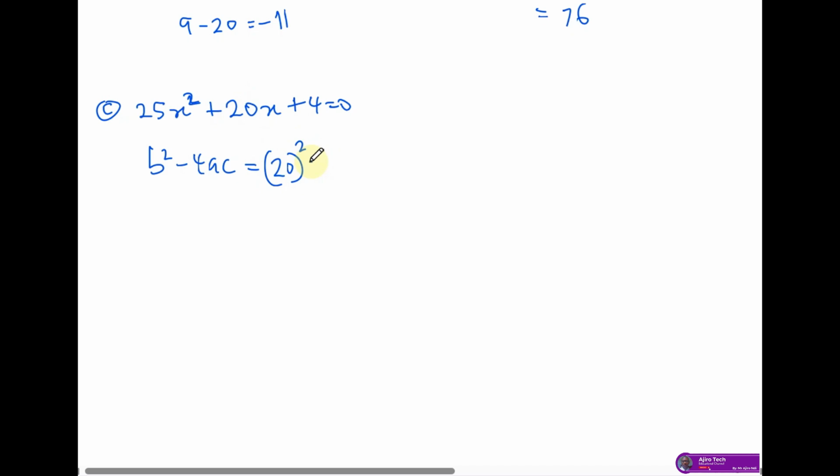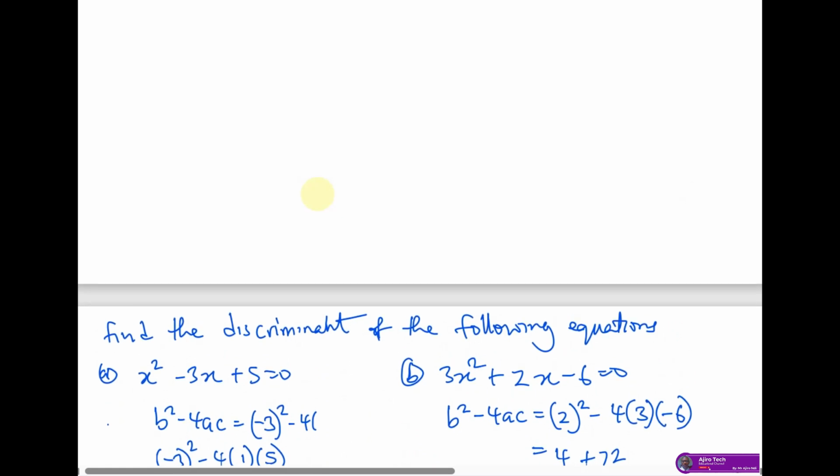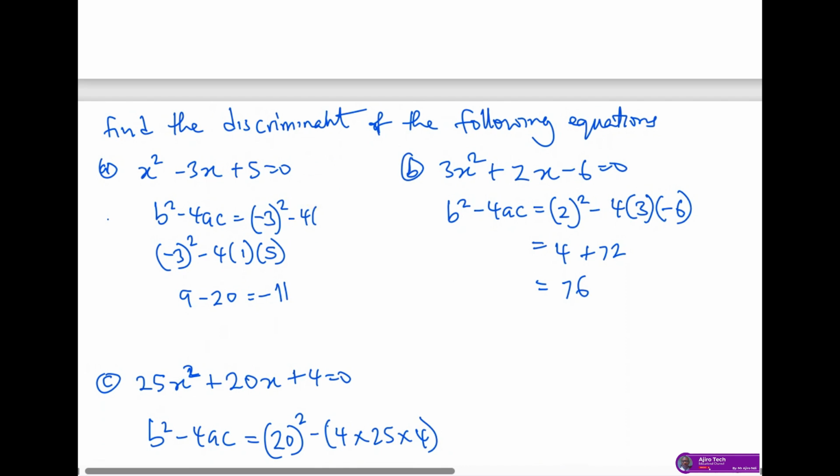20 squared minus 4 times 25 times 4. So that is equal to 400 minus 400, and this is 0. Now, looking at these examples, let's compare the discriminants. Let me go back to the discriminants. Now, in these discriminants, since the discriminant is 0 here, and negative here, that means no real roots.